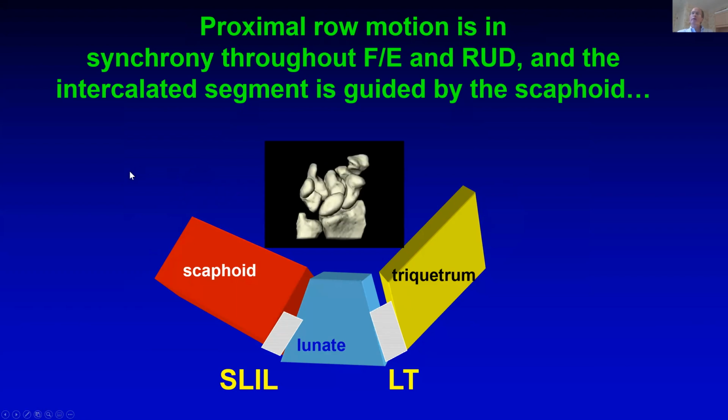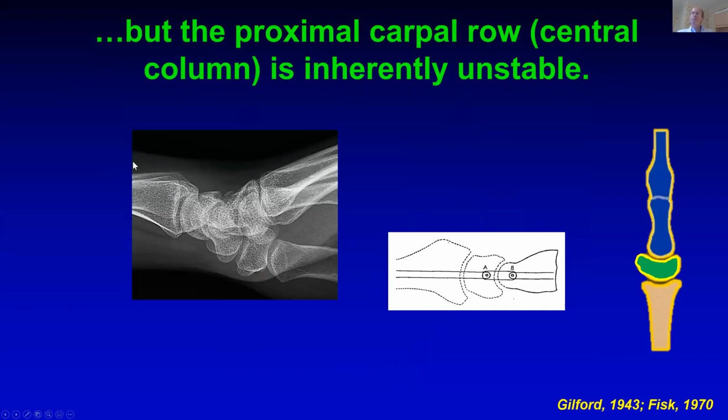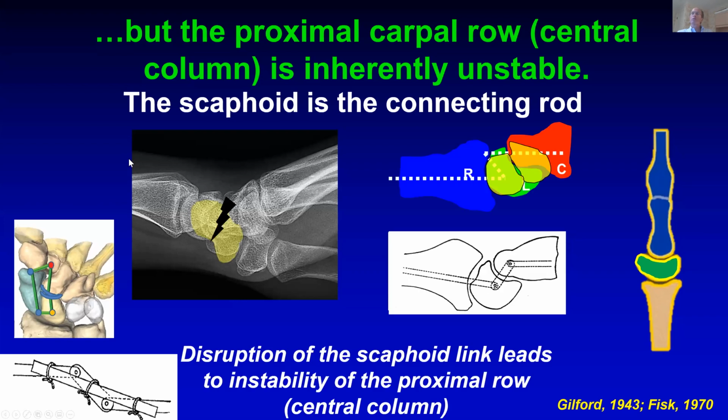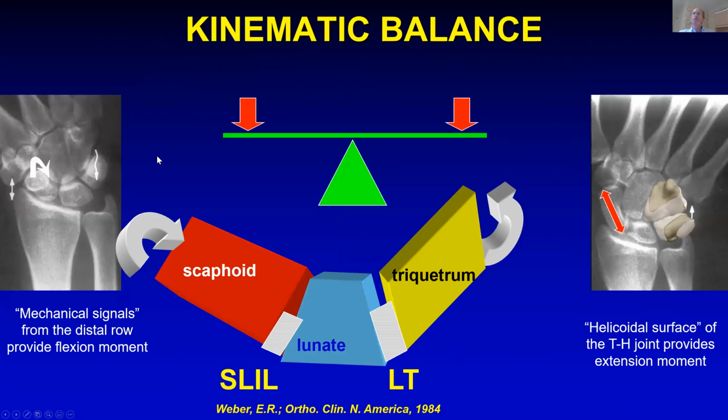Guilford had recognized back in the 40s that detached from the scaphoid, the central column was stable only in traction. The scaphoid link is thus critical to prevent its collapse under load. Fisk later illustrated that concept with the effect of waist fractures of the scaphoid and their disruptive effect on the proximal row and the central column.